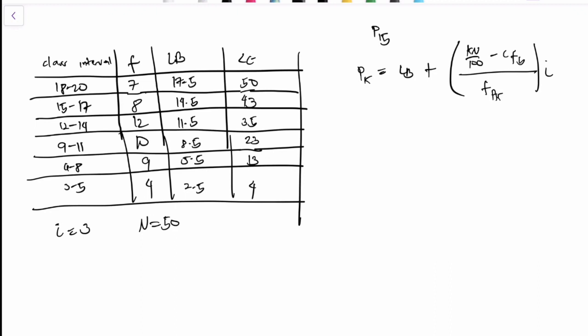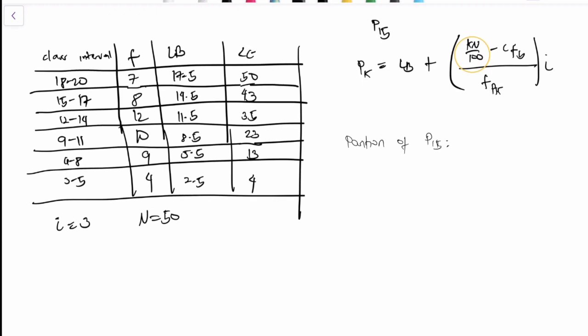Now, we look at the formula and notice the kn over 100. The kn over 100 refers to the position of the Pk that we are finding, which is P15 in this case. So let us find the position of P15 first. The formula is P15 equals kn over 100.